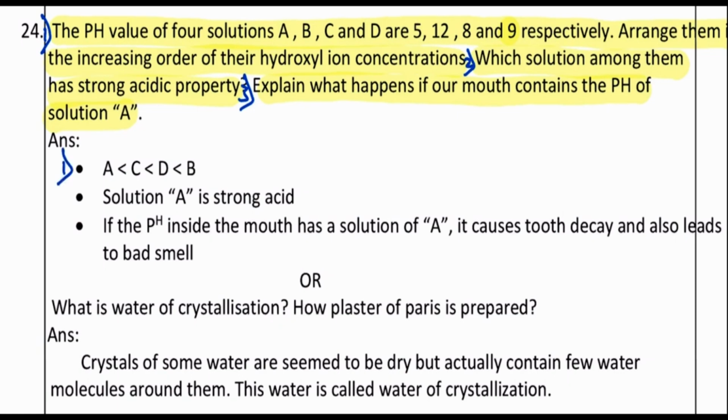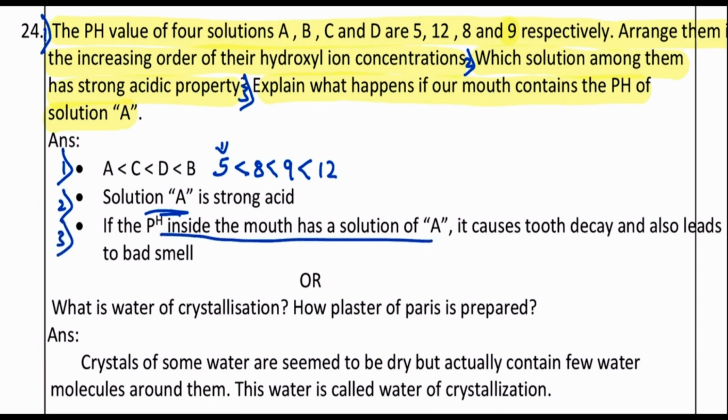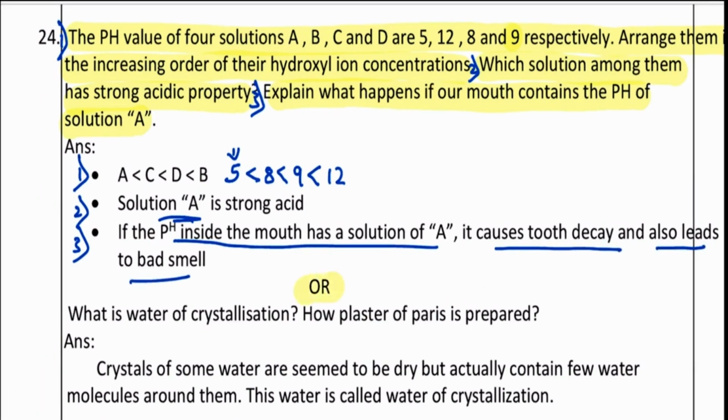A, C, D, B, which are 5, 8, 9, 12. And second question. Solution A is strong acid because its pH is 5. And third question. If the pH inside the mouth is that of solution A, it causes tooth decay and leads to bad smell. Next question.